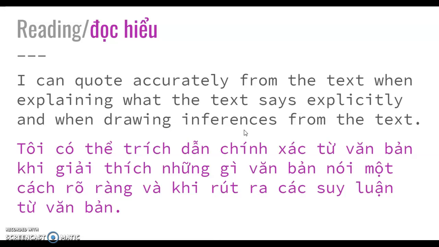Our objective for today is that I'm going to show you how you can read an assignment so that you can make an inference and quote accurately from the text when explaining what the text says explicitly and when drawing inferences from the text. Remember, when you quote accurately, you are taking exactly what the author says. You're putting it in a response using quotation marks to show that you didn't say this, but that the author said it. And that's what helped you to be able to make that inference.